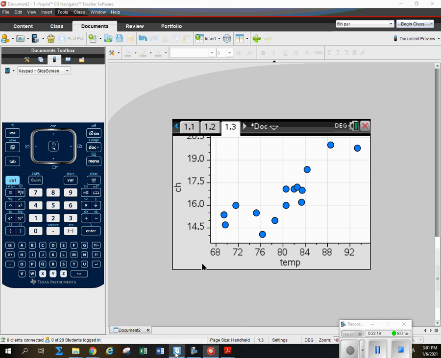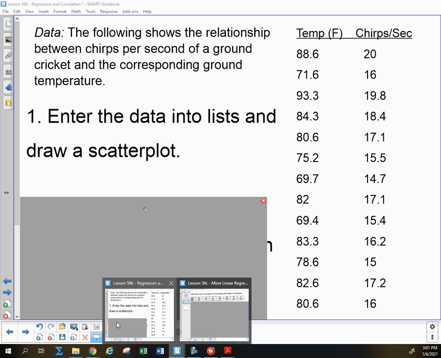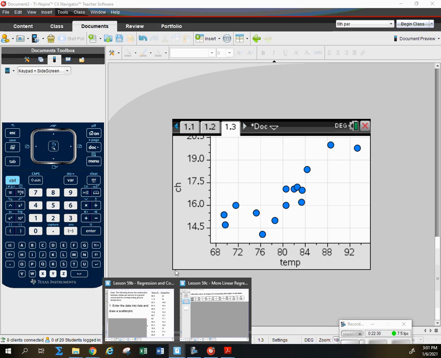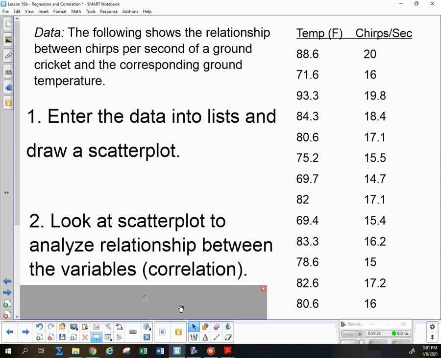So now, if we go back to our notes page with the cricket, it says to draw a scatter plot. So we've done that. And then it says to analyze the relationship. So this one right now, and we won't do this part on homework sets, this is just when we're trying to understand what's going on with it.